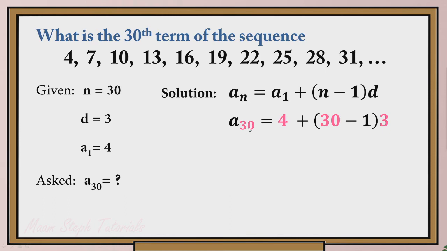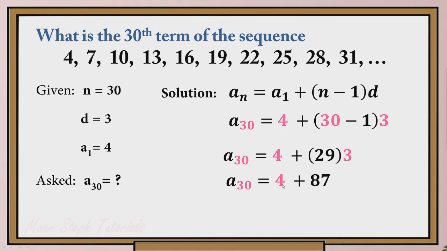Yung n natin is 30. Tapos, a1, a sub 1 natin, or first term ay 4. Yung n natin dito ay 30, and then yung common difference natin ay 3. So, 30 minus 1, that's 29. Tapos, just copy the rest. 29 times 3, that's 87.